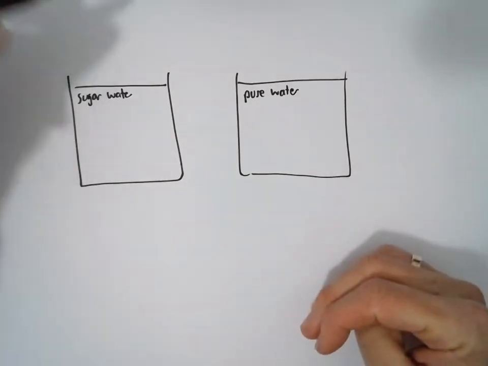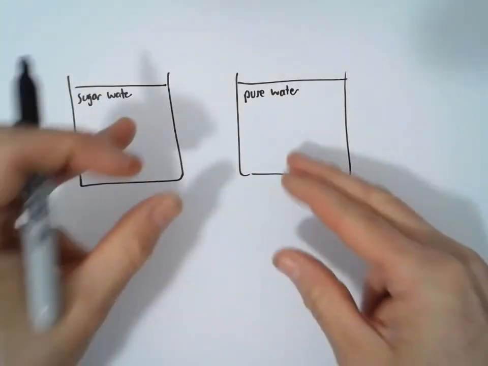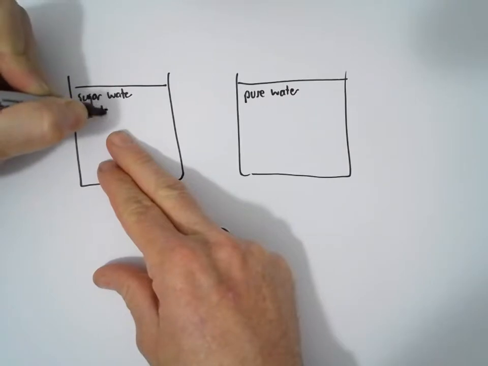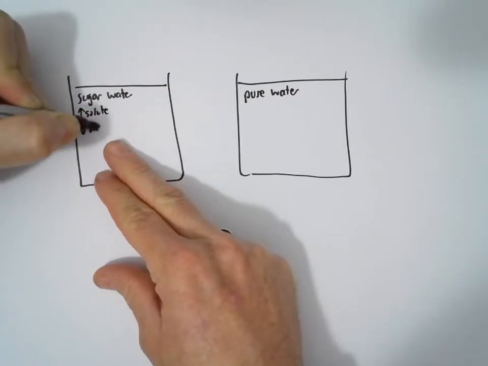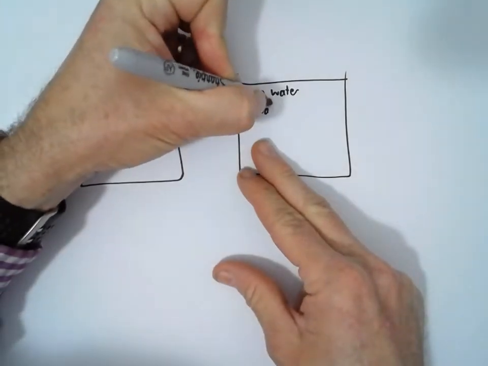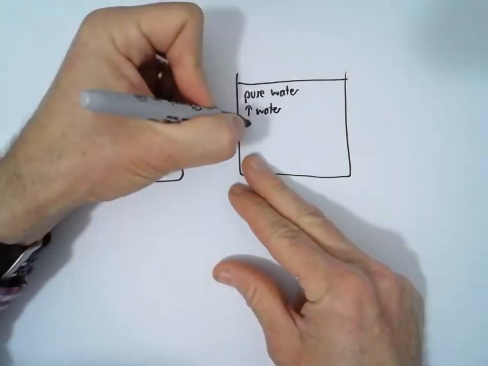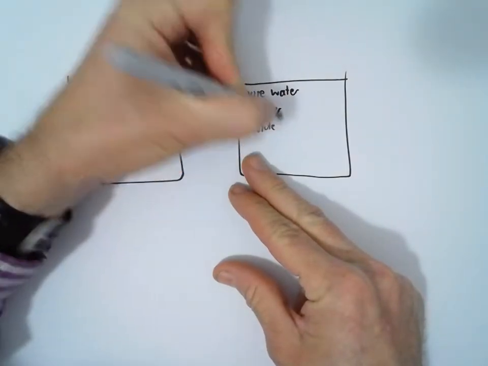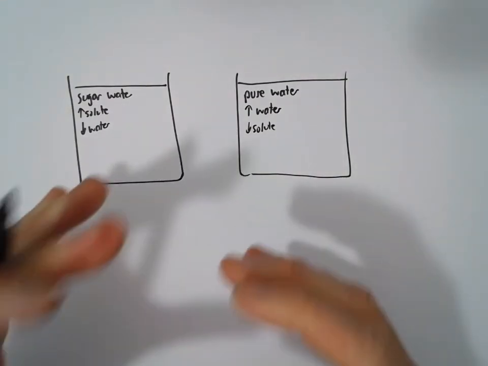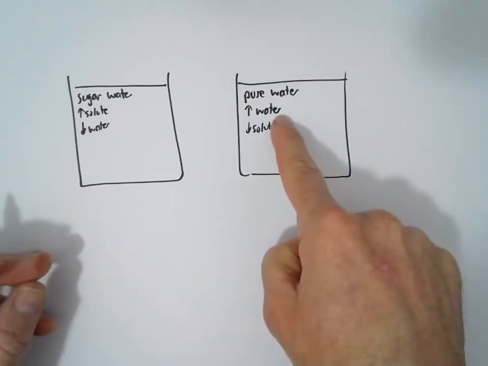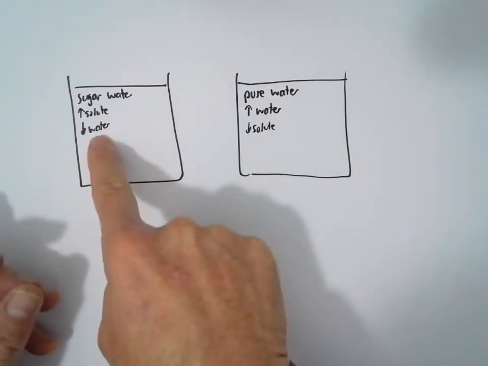Okay, now, let's have a think before we even put our lettuce leaf in. Sugar water is going to have high solute because it's got high amounts of sugar and low water. Pure water has got high water and low solute, low sugar. So we want to put our lettuce in either the pure water with a high amount of water or the sugar water with a low amount of water.